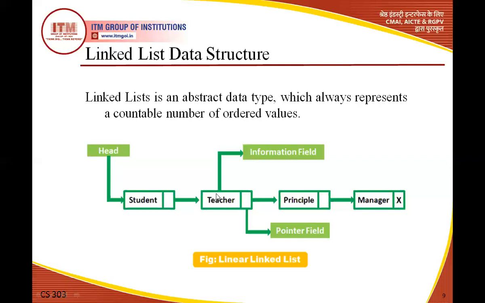Each and every node is divided into two parts. The first is the information field, which is the value. The second is the link field, which is the pointer field. So this is the linear linked list. The address of the first element is contained in a particular variable that is called head. Just like we define a variable, head contains the address of the first element. So this is the whole thing.